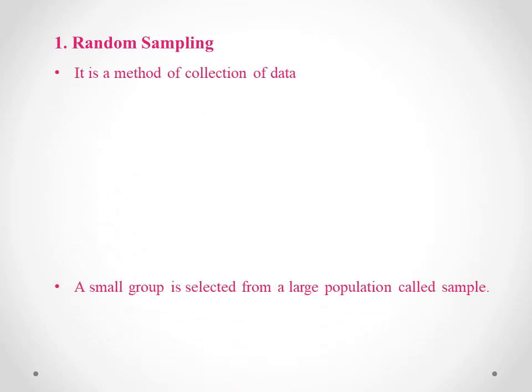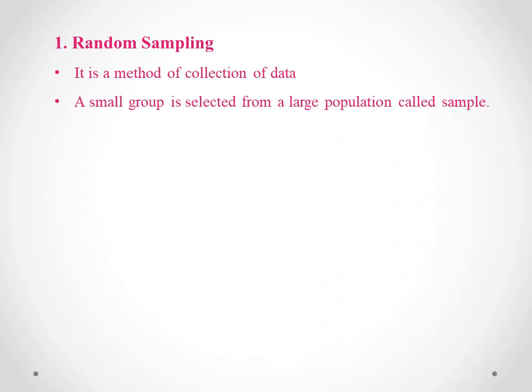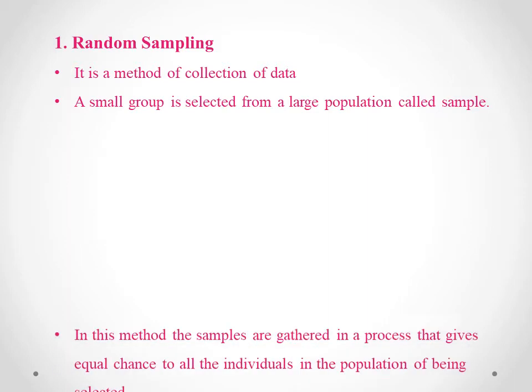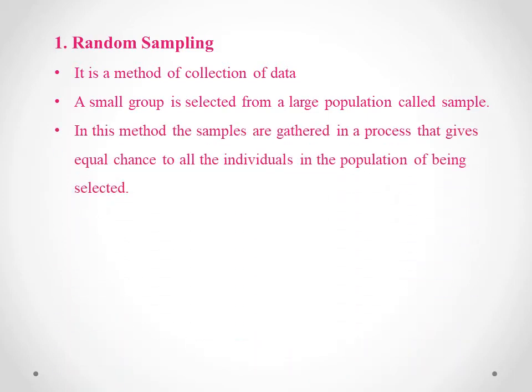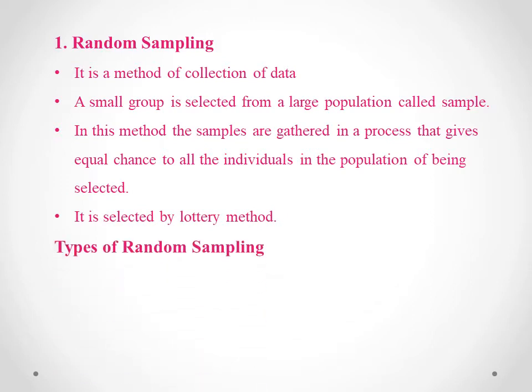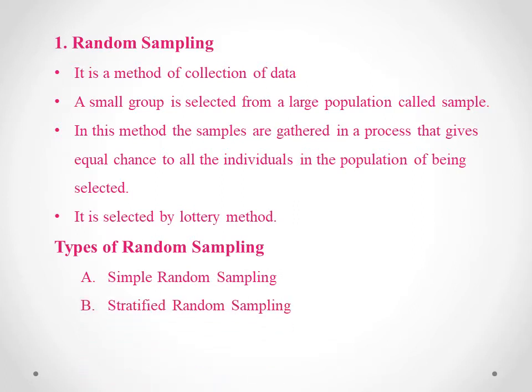The random sampling method is a method of collection of data. A small group called the sample is selected from a large population. In this method, the samples are gathered in a process that gives equal chance to all the individuals in the population of being selected. It is selected by the lottery method. The types of random sampling are simple random sampling, stratified random sampling, and systematic random sampling.